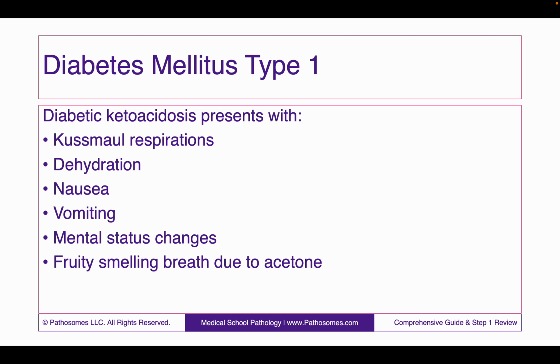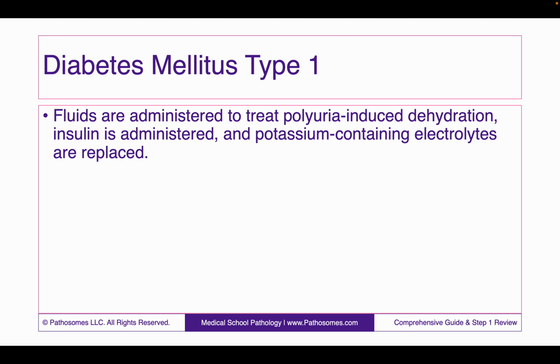Diabetic ketoacidosis typically presents with rapid, shallow respirations, dehydration, nausea, vomiting, mental status changes, understandably, and fruity smelling breath due to acetone. Remember to do your thorough physical exams, right? Fluids are administered to treat polyuria-induced dehydration, insulin is administered, and potassium-containing electrolytes are replaced, right? We want to take care of our patients.